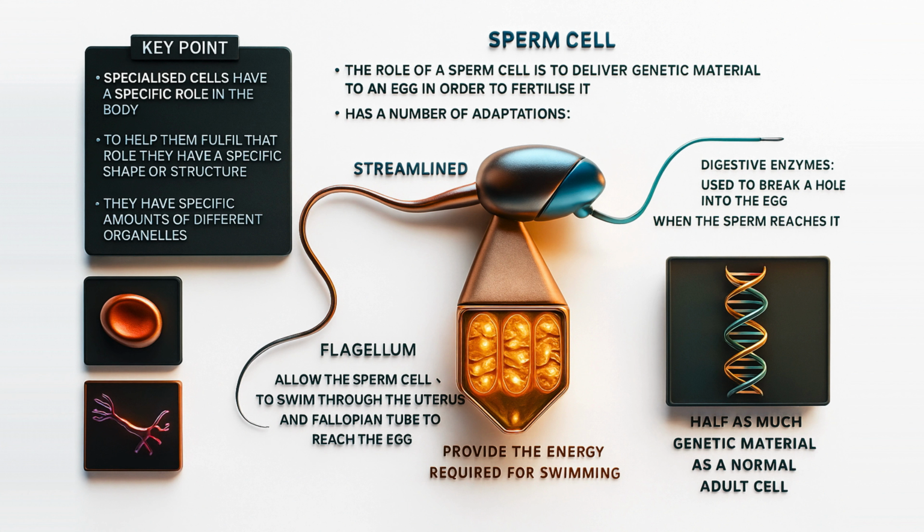If we step back and think about specialized cells in general, the main point is that each type of specialized cell has a specific role to play in the body. To help them fulfill their role, they usually have a specific shape, structure, and a unique combination of cell parts or organelles. For example, red blood cells and nerve cells look completely different from each other and are equipped with different sets of organelles because they are designed for totally different tasks within the body.